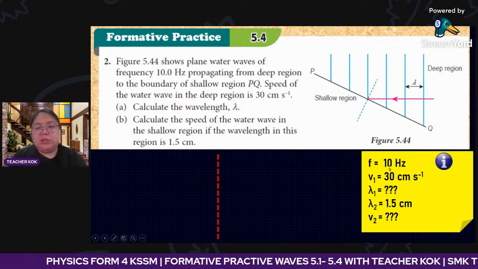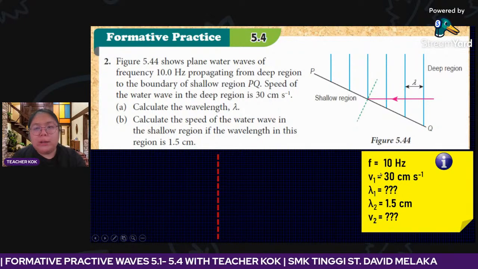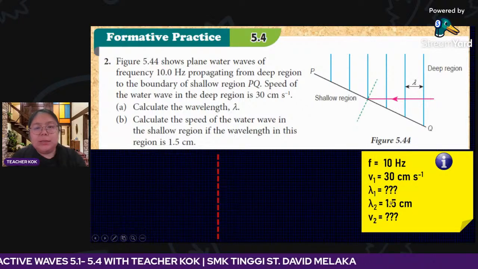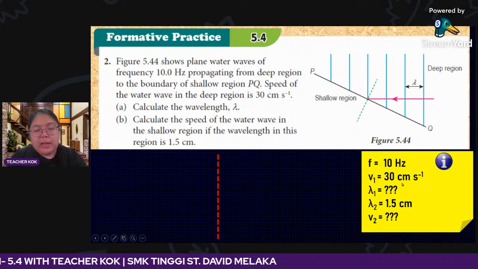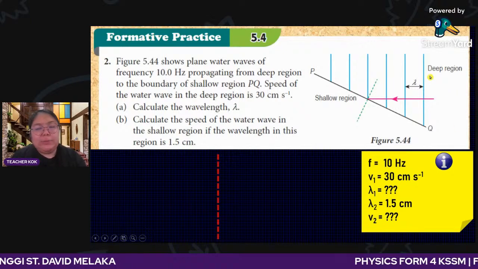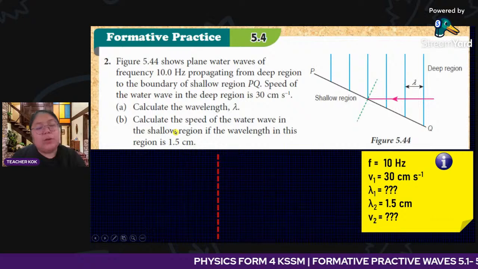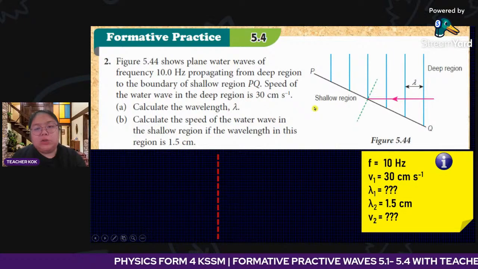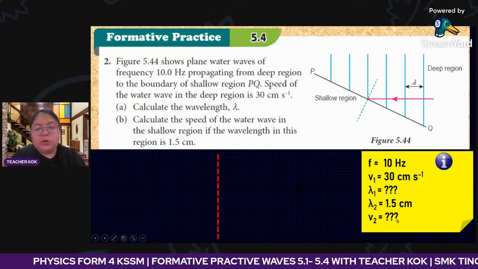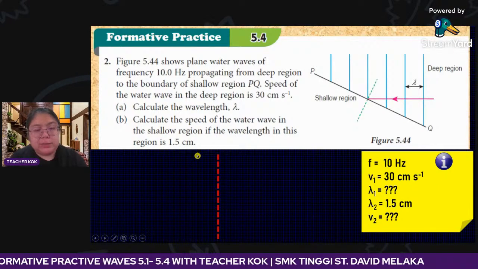So from here, I just jot down. Frequency is 10. Okay, v1, 1 stands for the deep area, 30 cm s^-1. Lambda 1 we do not know. Lambda 1 is for the deep area. Lambda 2 means the second question, from the shallow region. v2, we don't know. So the first one, we settle lambda 1 first.